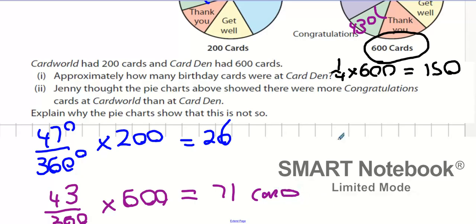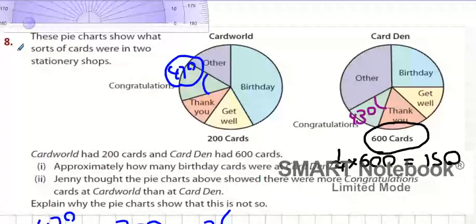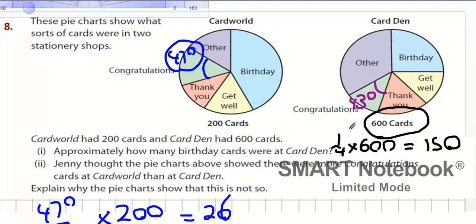So clearly in Card Den there's more congratulations cards than there is in Card World, purely because they have a lot more cards. However, in Card World, a greater fraction of them are congratulations cards.